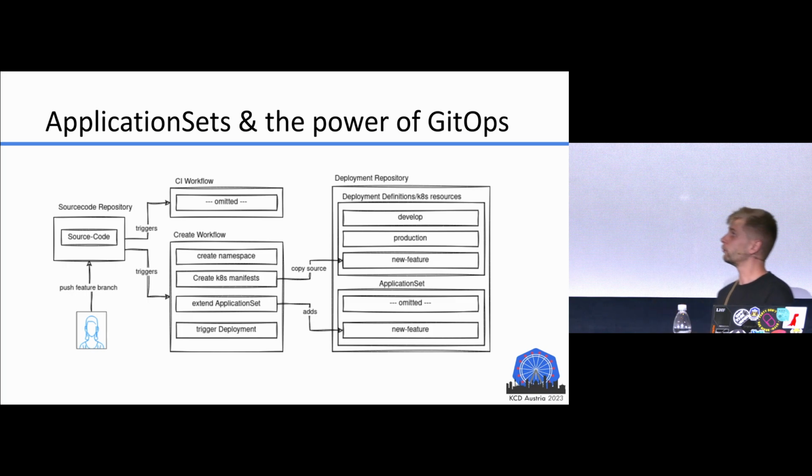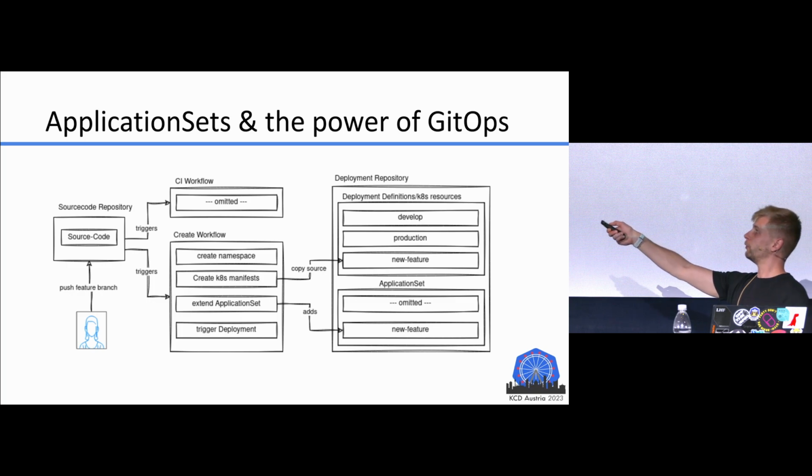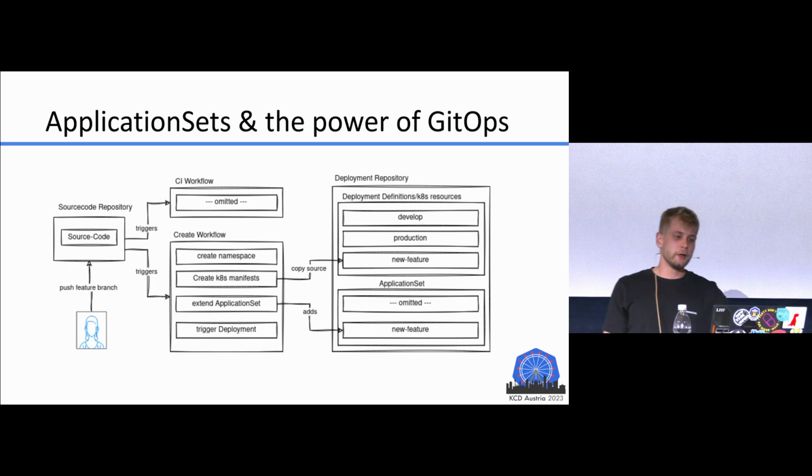Basically, this looks like this. We have the push of a new feature branch, triggering the CI workflow that we've seen earlier, because it takes longer usually than the create workflow. And this workflow creates a namespace inside of a cluster. It creates the corresponding Kubernetes manifest by copying the source directory into a new one and adding to our application set. And then, so we don't have to wait for the deployment, just spins up the Argo CLI to actually tell it to sync right now. And if we delete the branch, basically the same thing happens, just in reverse.